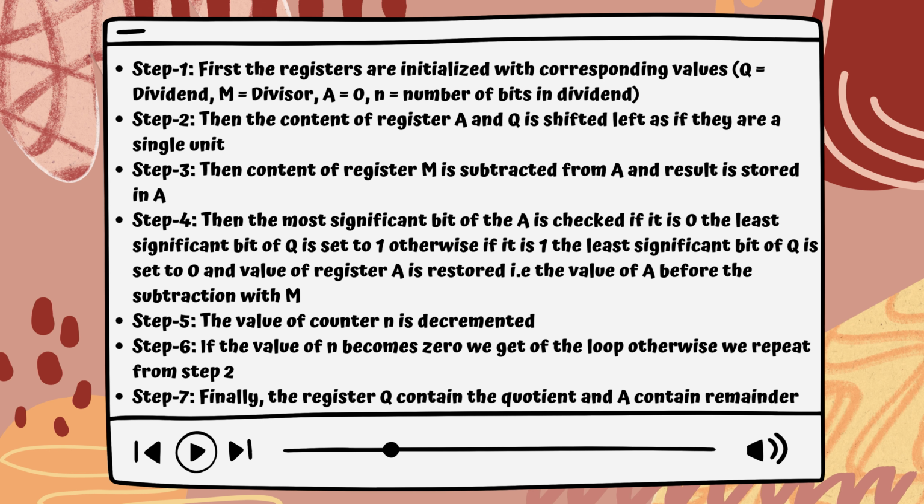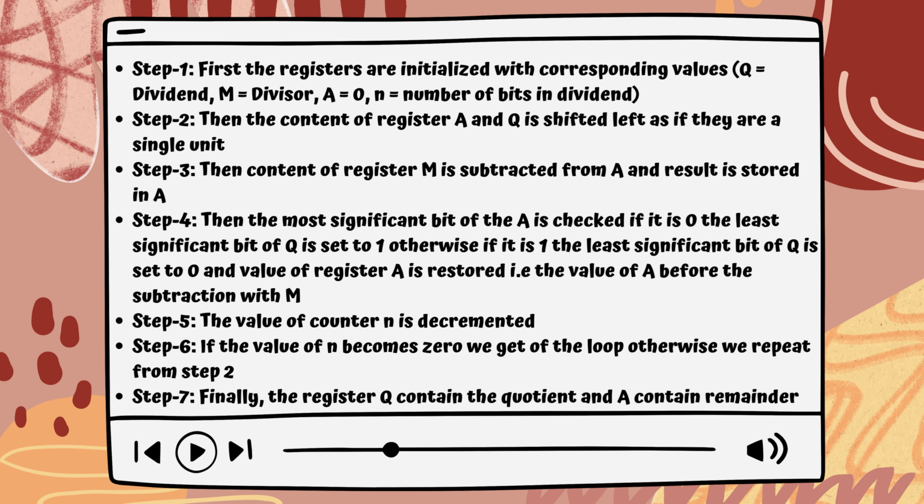The value of A before the subtraction with M. Step 5. The value of counter N is decremented. Here we decrement the value of N. Step 6. If the value of N becomes 0, we get outside the loop, otherwise we repeat from step 2.